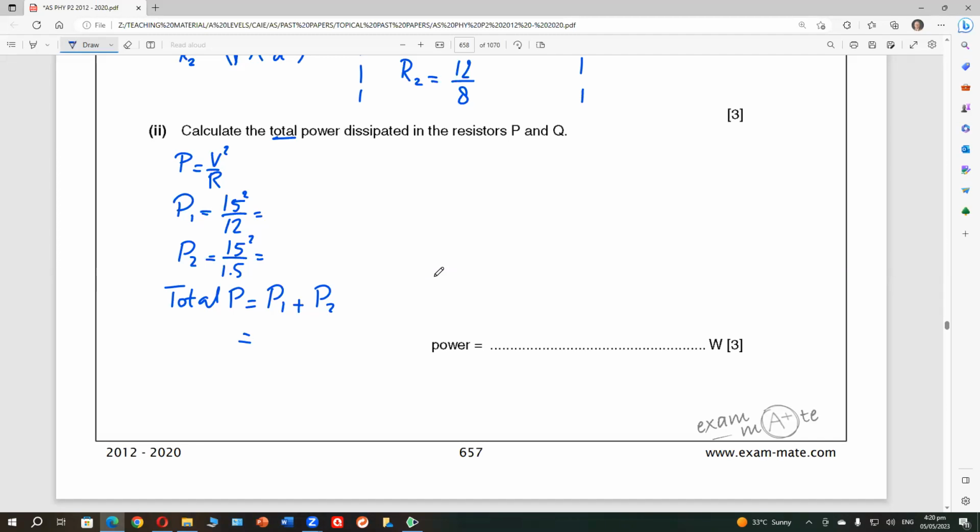P1 is 18.75. Yes, and P2 is 150. The answer is 168.75. So I can write it as, I have written it 170.